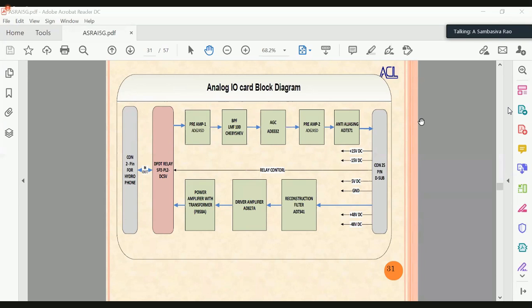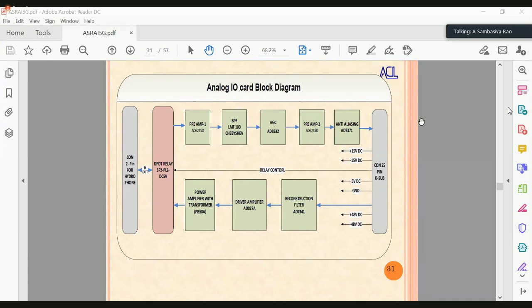Then the band pass filter. For my selected band of frequencies, I will select a band pass. This is the AD624. This is the AD624 preamplifier. How can I design it? I have to see the data sheet and I have to design accordingly. Okay. This is the band pass filter.